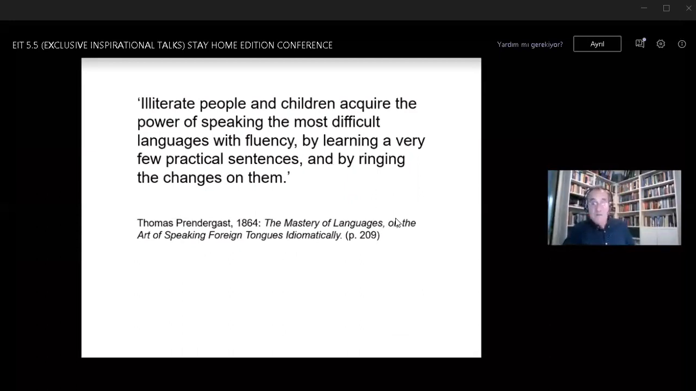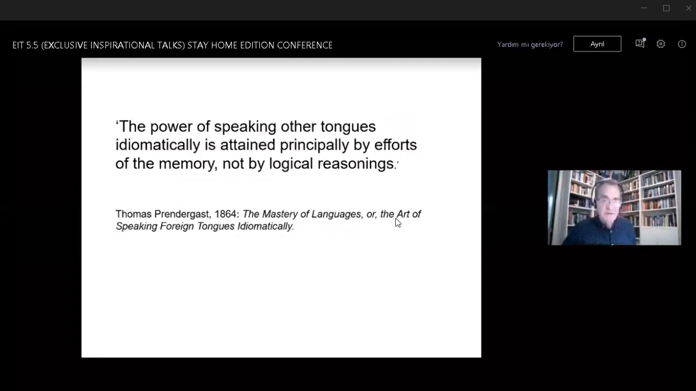And why? Because they learn a few practical sentences, and then, he says, by ringing the changes on them. I'll explain what this means in a second. But he's very convinced that it's all about learning sentences and by using your memory, not by logical reasoning, not by working things out using the rules of grammar. He was very, very anti-grammar.